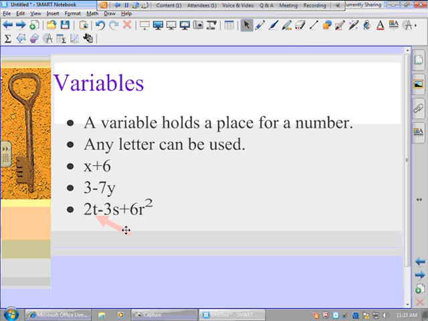Here I have 3 different numbers in my expression, so I have to use 3 different variables. I'm going to put a t and an s and an r. And once I know what those numbers are, then I could do 2 times the number minus 3 times the other number, plus 6 times that last number squared.